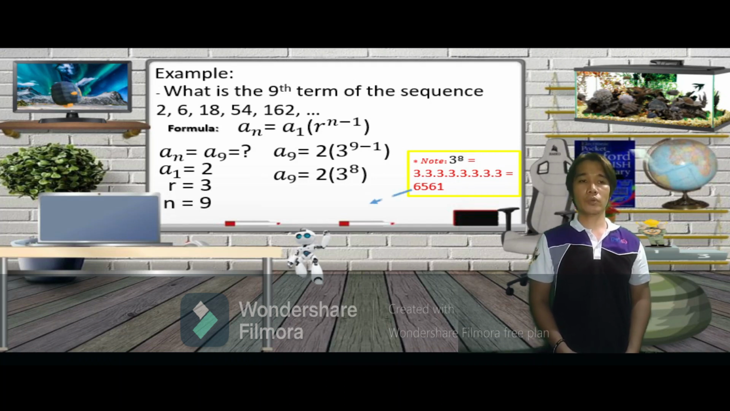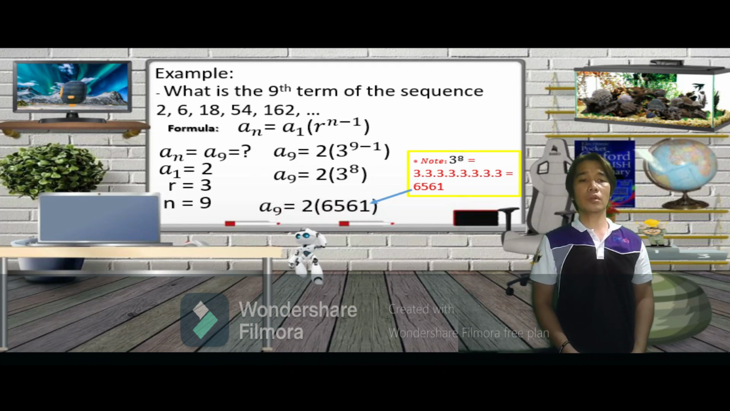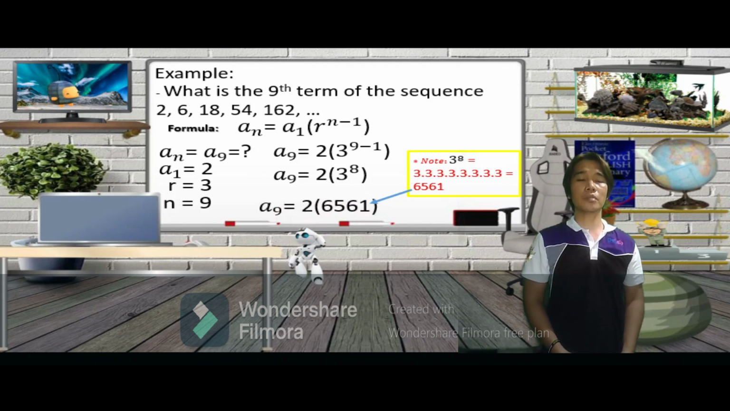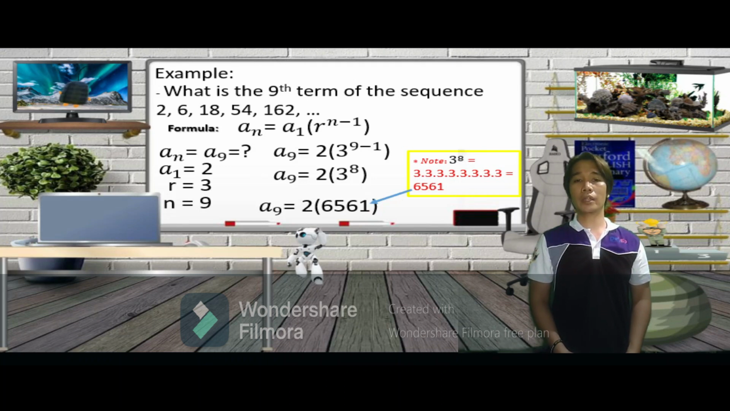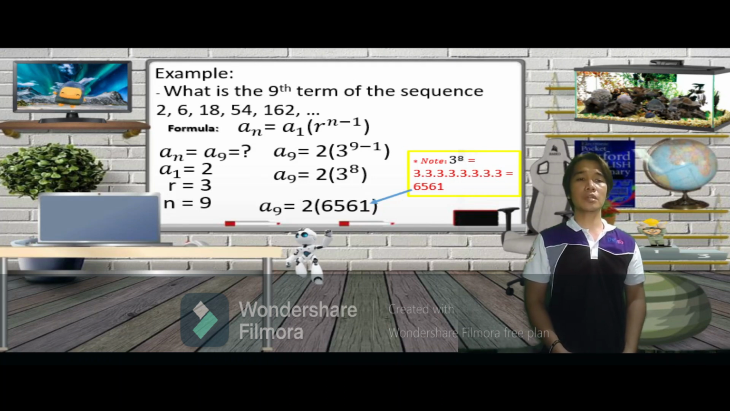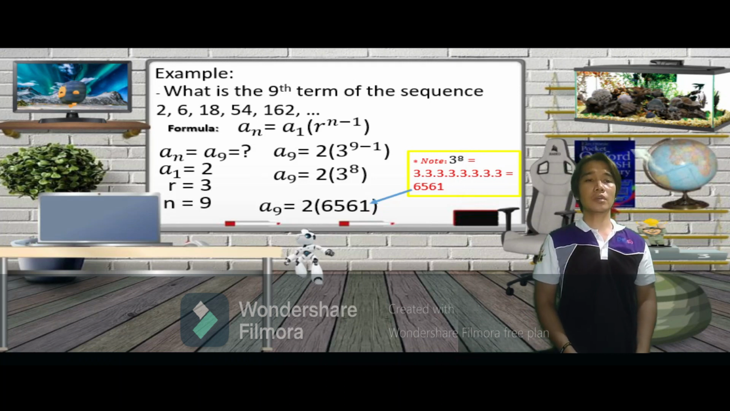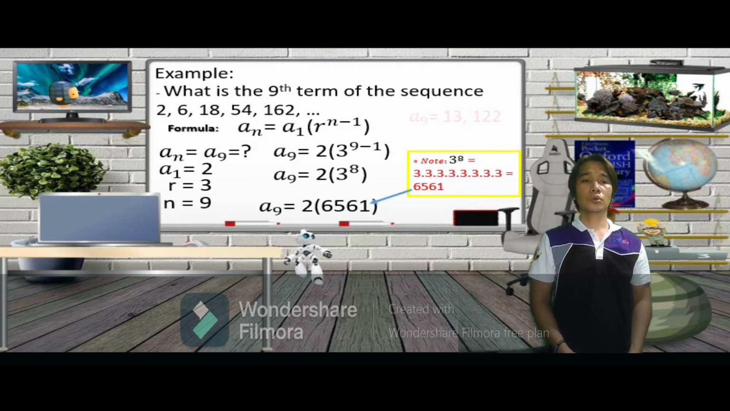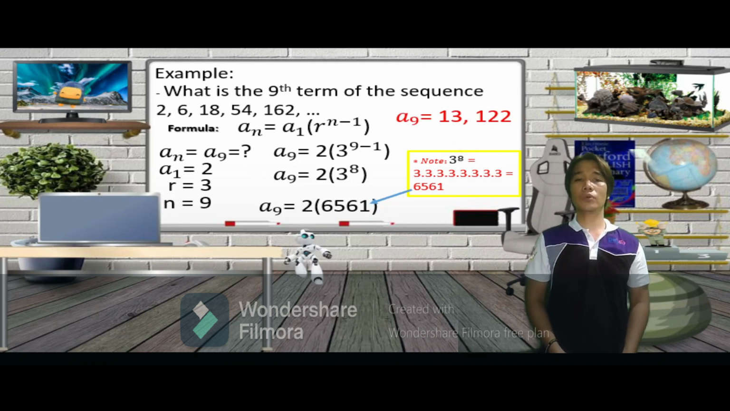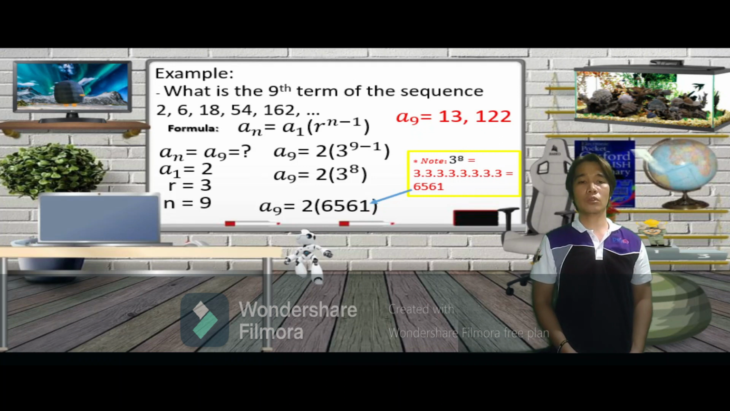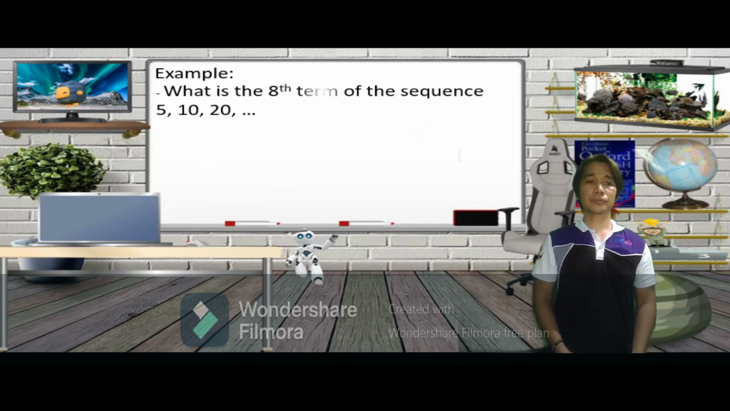So 3 raised to 8 is equivalent to 6,561. So we have a sub 9 is equal to 2 multiplied by 6,561. So 2 times 6,561. So the value of our a sub 9 is equal to 13,122.